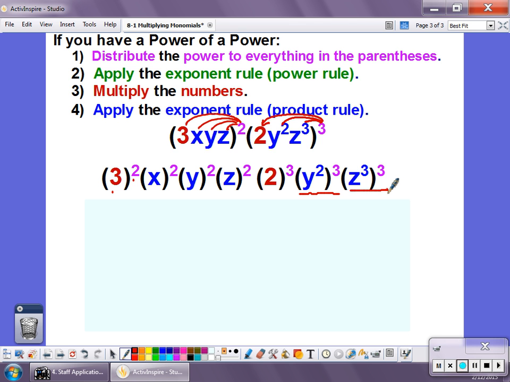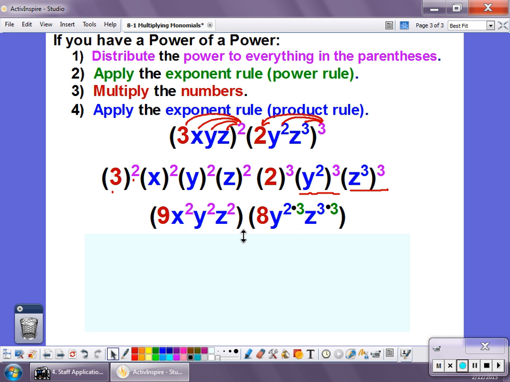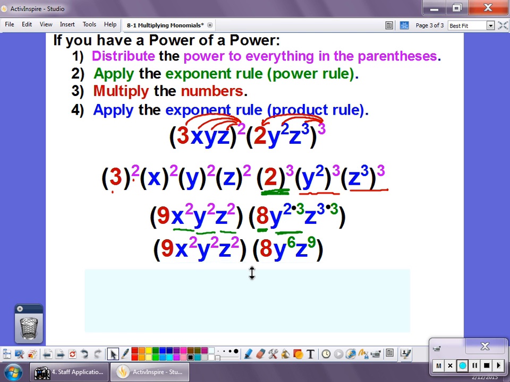So it's a little confusing, but we can simplify this by using our exponent rule. And our product rule says what we do, or our power rule, sorry about that. We're going to apply this exponent. So 3 squared gives me 9. X squared gives me x squared. Y to the second, z to the second. That's pretty straightforward. 2 to the third power here is 8. Then here, y to the second to the third, we're going to multiply those together, which is going to give me y to the sixth. And then z to the third to the third is going to give me z to the ninth.